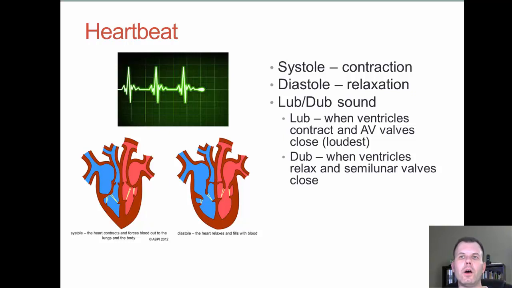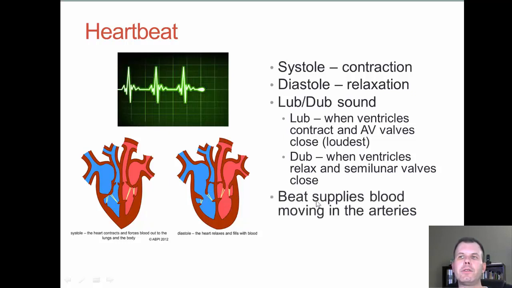So the lub is the AV valves, the tricuspid and bicuspid, closing here and here, between the atrium and the ventricle, and those are closing while these open. And then the dub is when these valves close and these reopen again. So it's the opening and closing of those valves that you're hearing.